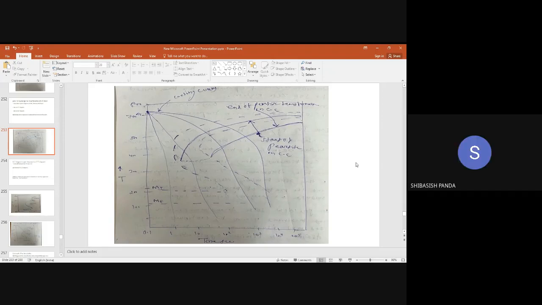Sir, then there will be two temperatures at a constant time. Sorry, I don't understand what you're saying. Two temperatures at constant.